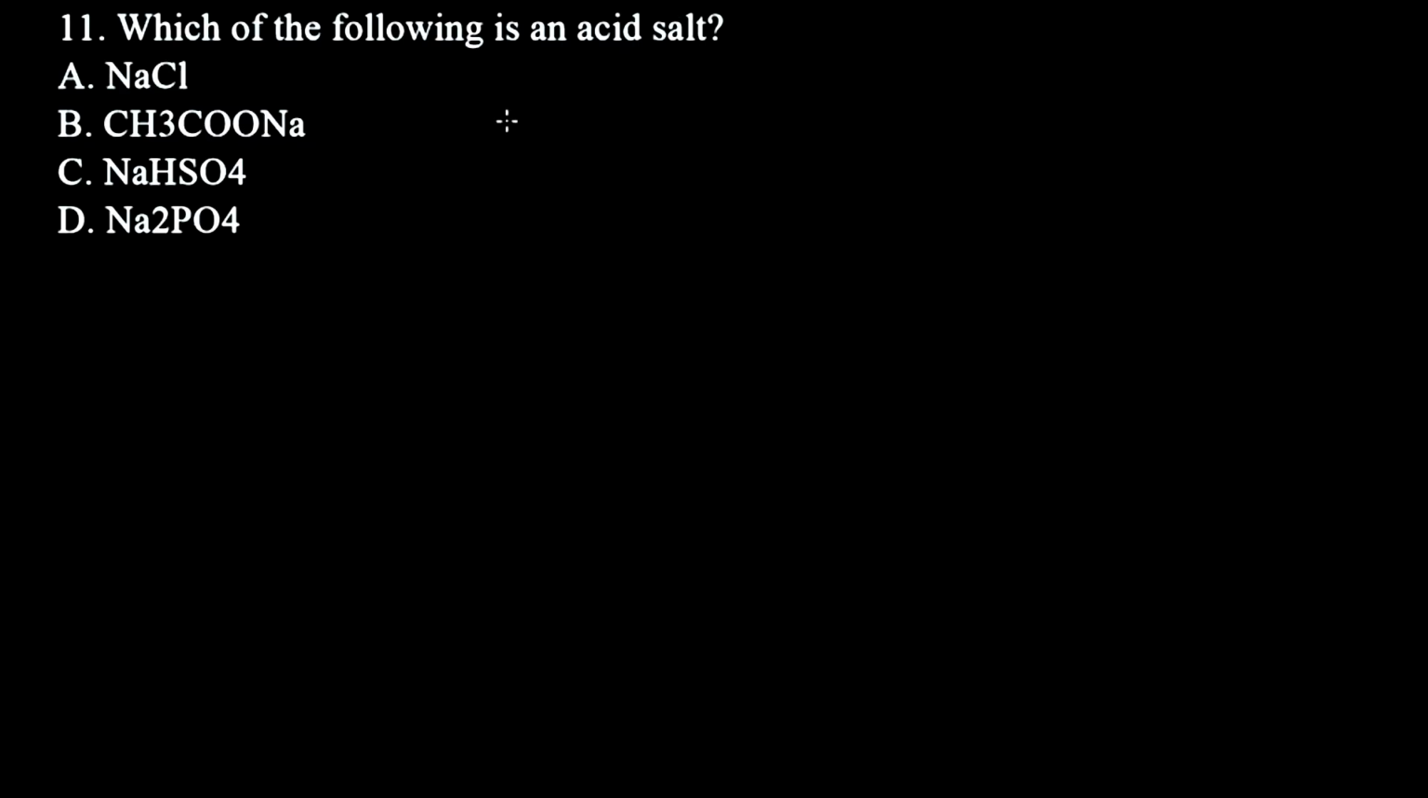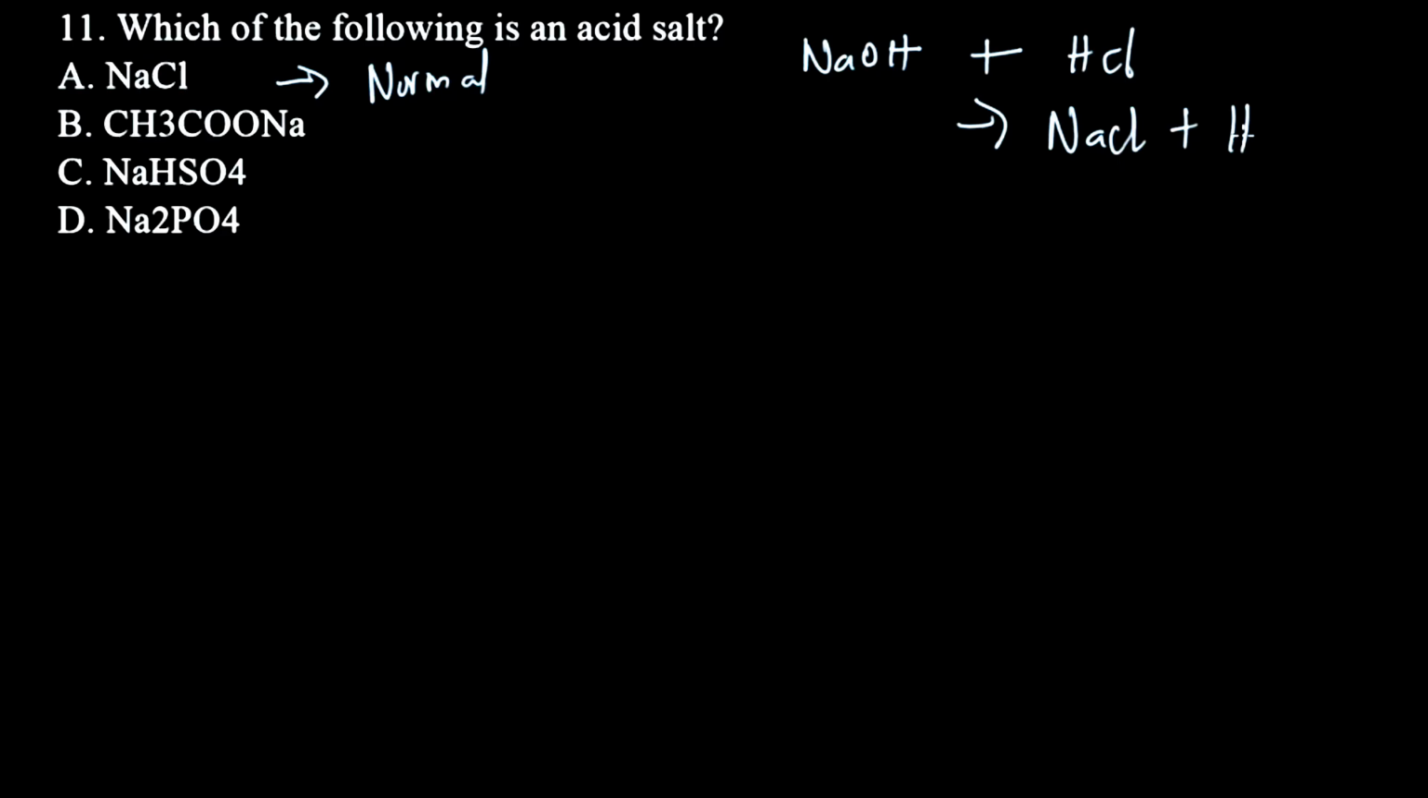So let's look at this. Which of the following is an acid salt? So this is a salt, but it's a normal salt because it is formed from a strong acid and a strong base. A strong base is sodium hydroxide, a strong acid is HCl. When they react, they form NaCl plus H2O, right? So this is a normal salt. So this is a sort of strong base and a weak acid, right?